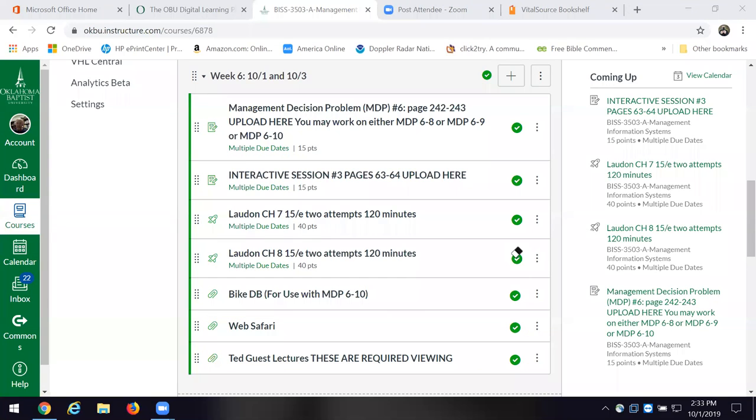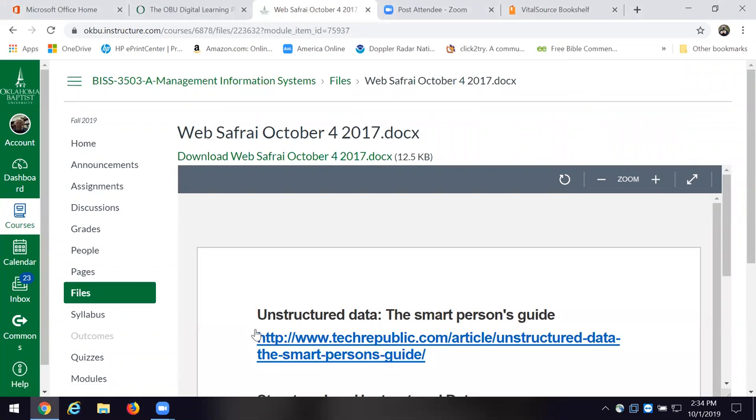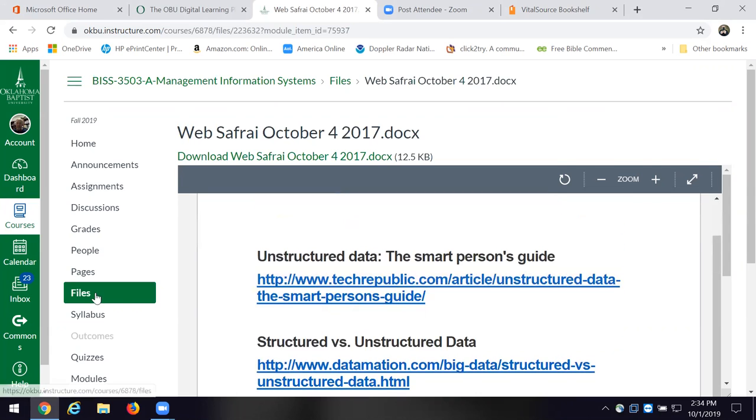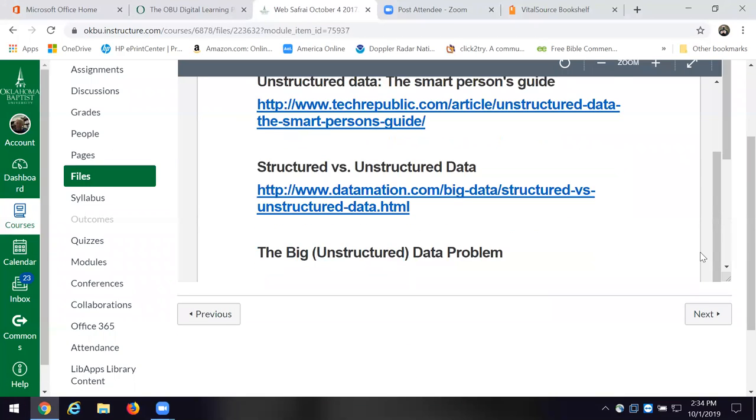Now, I'm going to erase this stuff here, and then we'll take a look at what I've got here for you. I'm going to start with the web safari. You're going to see some things I've used that I think have some value. This one is two years old. I make no apologies about that, because this will really help you understand what folks mean when they use the term unstructured data, and why it's so important to companies, and why it's going to become so much more important. And here's another that covers structured versus unstructured data.